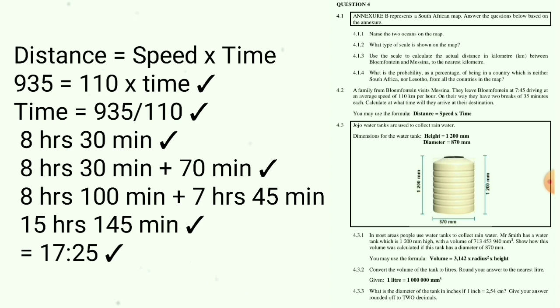Okay, 4.3.1. You can just pause the video and read it. In most areas people use water tanks to collect rainwater. Mr. Smith has a water tank which is 1200 mm high with a volume of 713,453,940 mm cubed. Show how this volume was calculated if this tank has a diameter of 870 mm.